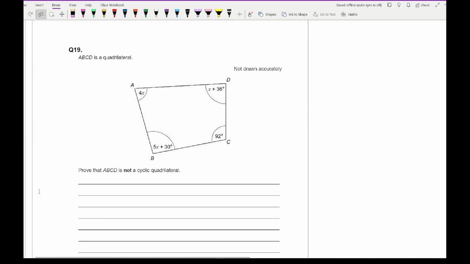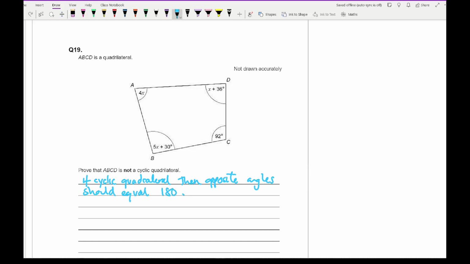Moving on to question 19. So this is where we start moving on to geometric proof. So it says ABCD is a quadrilateral. Prove that ABCD is not a cyclic quadrilateral. Now, if it is a cyclic quadrilateral, then opposite angles should equal 180 degrees. So what I need to do is work out the values of x.